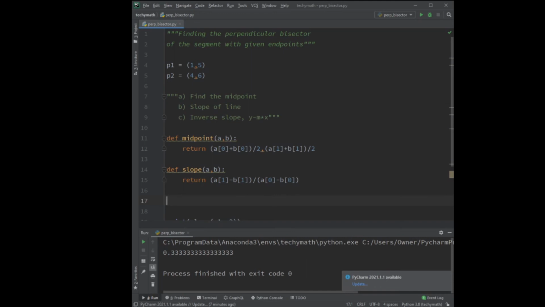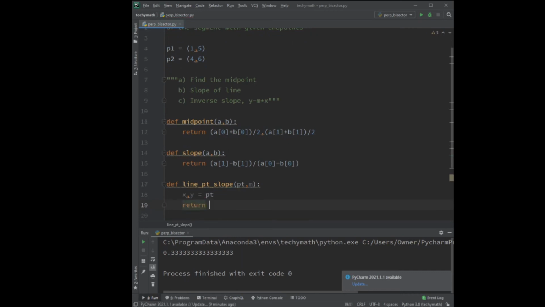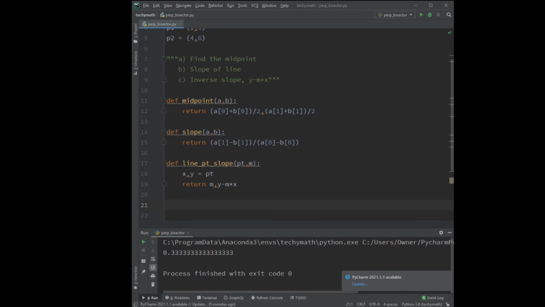So to find the perpendicular bisector, we find the line given a slope and 1 point on that line. This time I'm not going to fuss with all the indexes. I'm just going to assign x and y to be the first thing and the second thing in the point. So we could do this all in one line, or we could do a perpendicular bisector function that's going to put all those three together. Why not?